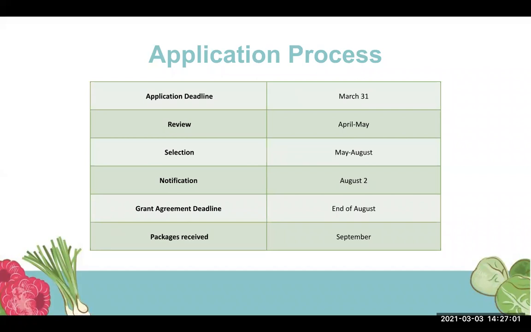Then the process from there is we do a bit of back and forth, a handful of weeks are built in, and then the deadline to accept your grant and sign your grant agreement is at the end of August. I don't know the exact date yet, but you can expect it to be around then, and then we start our shipping process. Packages will be received in the month of September.